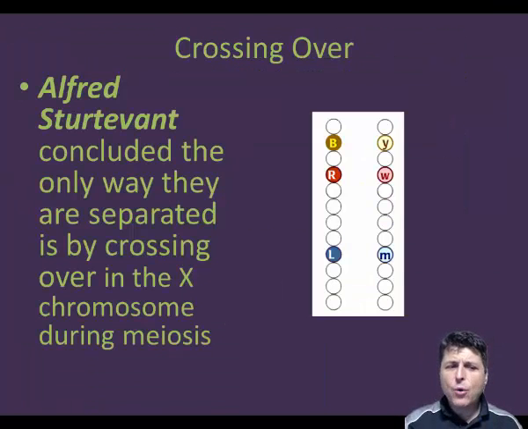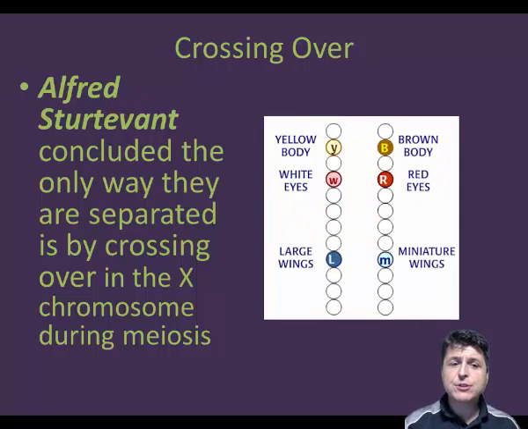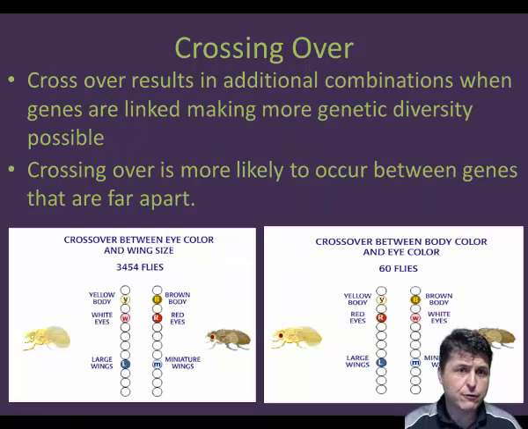Sturtevant concluded that the only way that these alleles could have separated is through crossing over in the X chromosome during meiosis. So that as a result of crossing over, we can get a new combination whereby the recessive body and eye color trait could be inherited along with the dominant trait for wings. And the dominant body and eye color could be inherited with the recessive trait for minute. Crossing over results in additional genetic combinations when genes are linked, and this allows for greater diversity in the offspring.